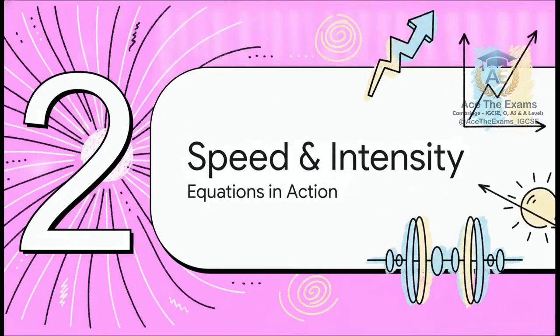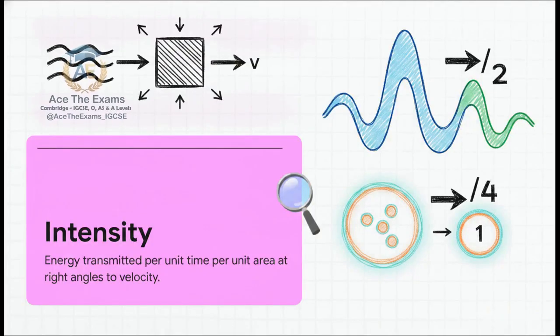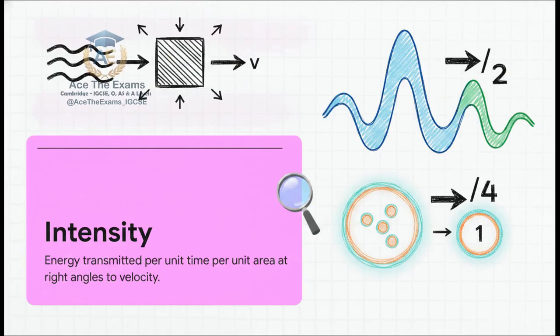Moving on to Section 2, equations, speed and intensity. Beyond just the basic wave speed equation that we all know, you really need to wrap your head around intensity. By definition, intensity is the energy transmitted per unit time per unit area at right angles to the wave velocity. If you want to visualize it, think of it simply as the power per square meter.